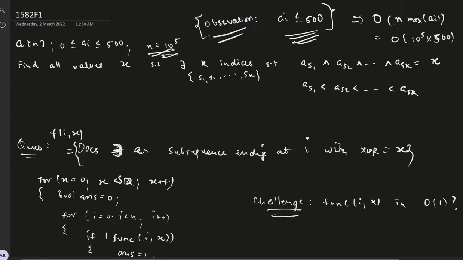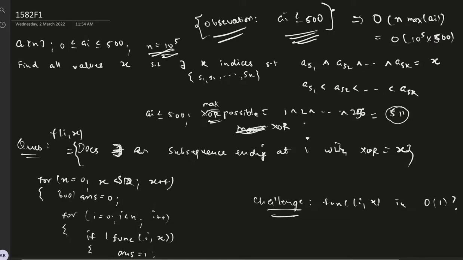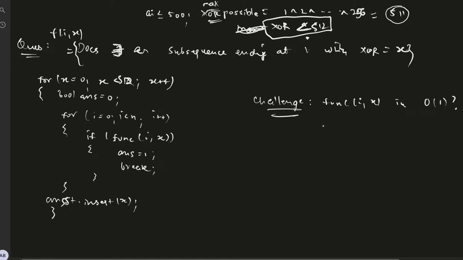Another thing we can see is that if all the a_i are less than 500, the maximum XOR possible can be 1 XOR 2 XOR up to 256. This maximum XOR is equal to 511. So the XOR of any subsequence would always be less than 512. This is another observation.